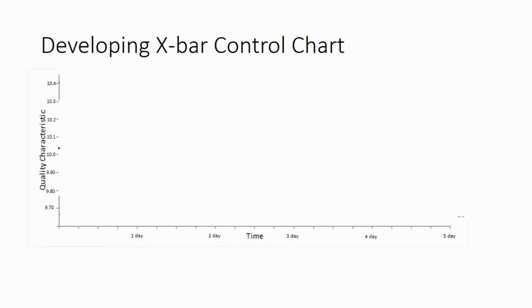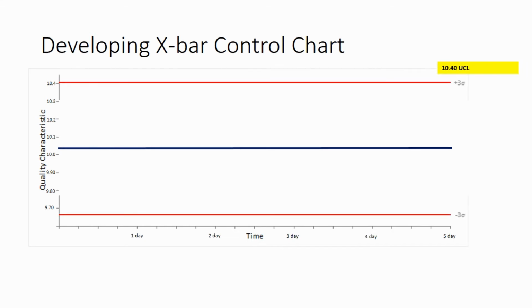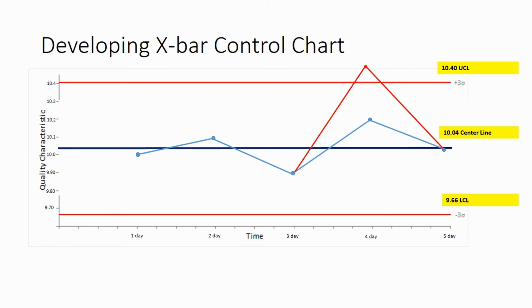Now we draw a chart with the upper and lower control limits. Upper limit is 10.40 and lower limit is 9.66. Draw the center line, which is the X double bar. In this case, it is 10.04. We plot the means, or the X bar column data. Since no points are beyond the control limits, we can say the process of manufacturing door panels is in control. If a sample point goes beyond the control limit, this means the process is out of control, and what caused this variation has to be investigated.